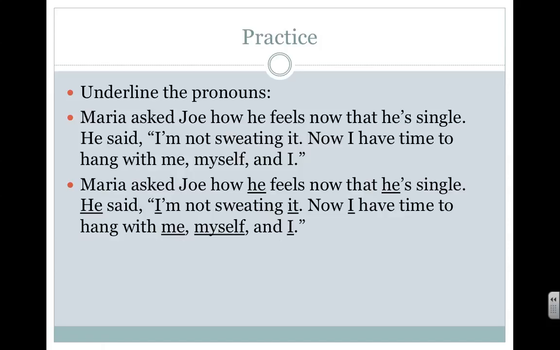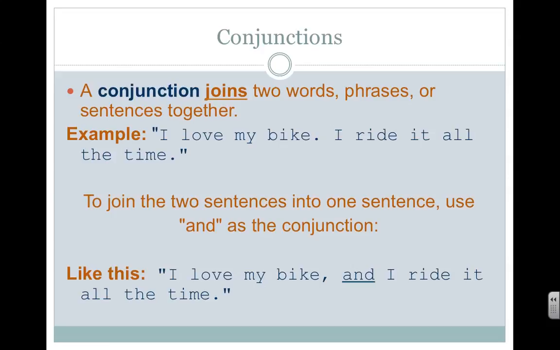Okay? So let's now move on to our next part of speech, which is the conjunction. A conjunction joins two words, phrases, or sentences together. So, for example, I love my bike, I ride it all the time. In order to join those two sentences together, we're going to use and as the conjunction. I love my bike and I ride it all the time.